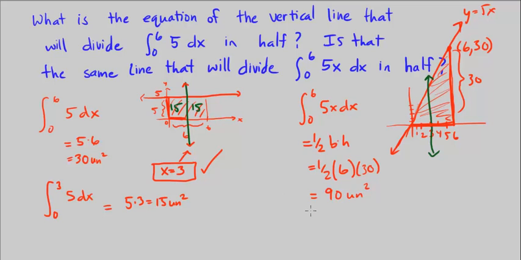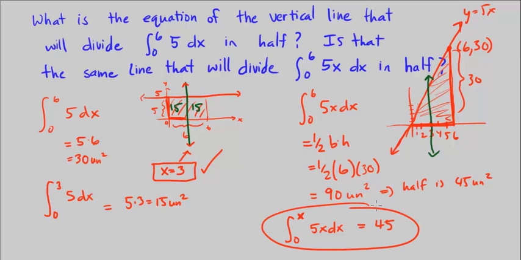If we were to cut this in half, we would want the area to be 45. So half of this is 45 units squared. So what is going to be the ending point? Let's call it x. If our equation is 5x dx, when is that going to equal 45?